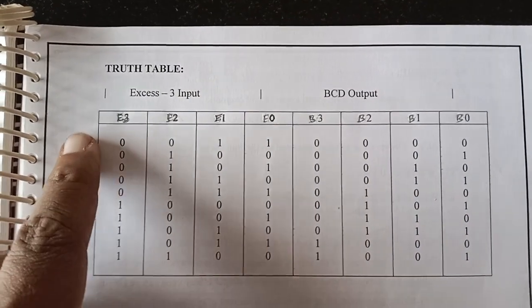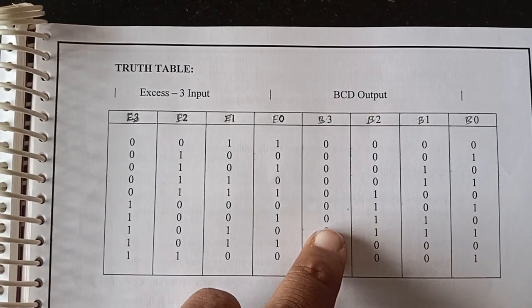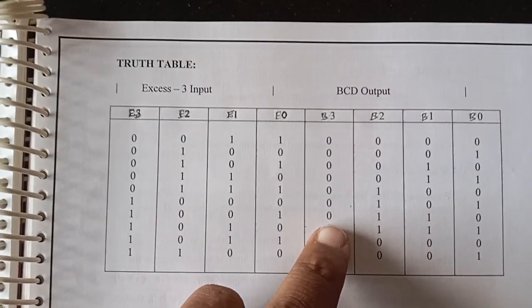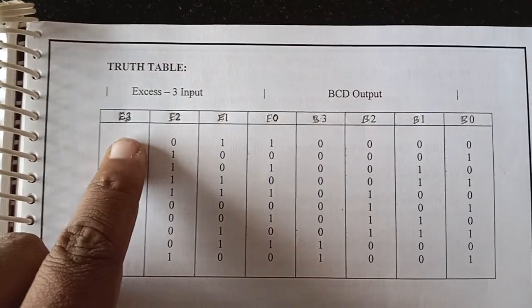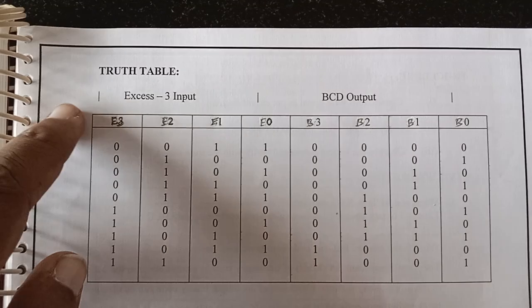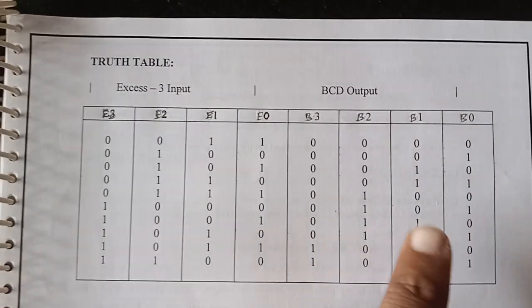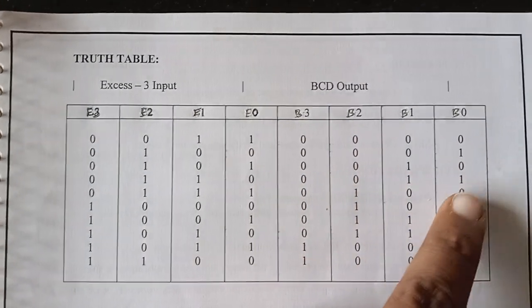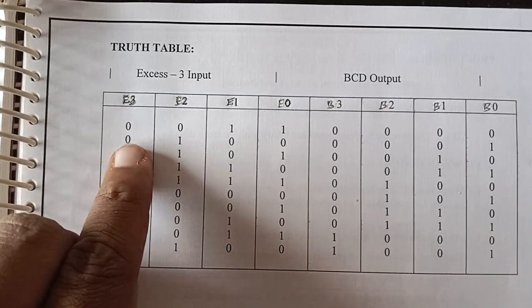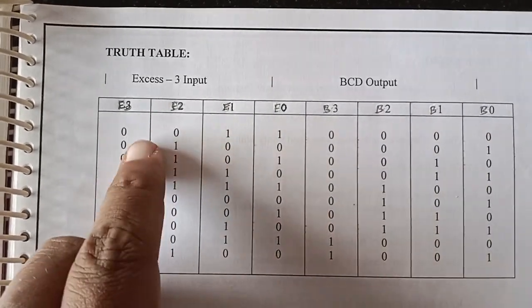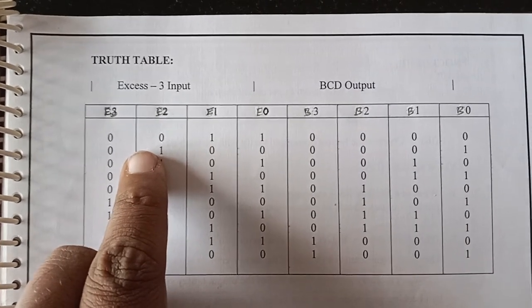So we are giving the input as 3. In this excess-3 to BCD conversion, we want to subtract the number 3 from the excess-3 input. So here the input is 3, meaning 3 minus 3, and we are getting the output 0 0 0 0. For the next case, if you give the input 0 1 0 0, that is input 4, then 4 minus 3 is equal to 1.